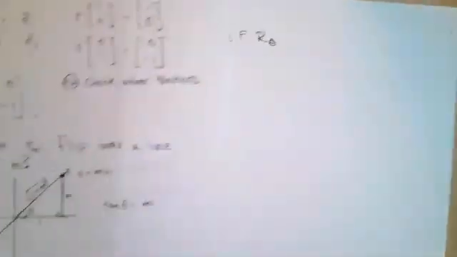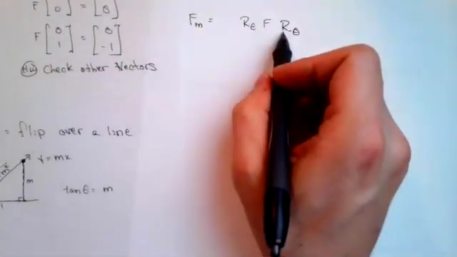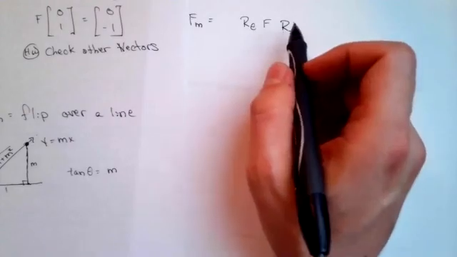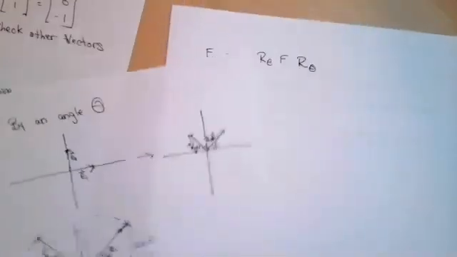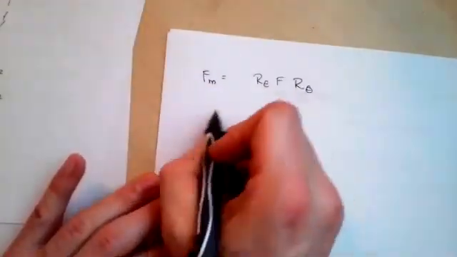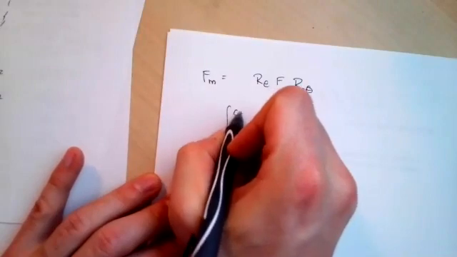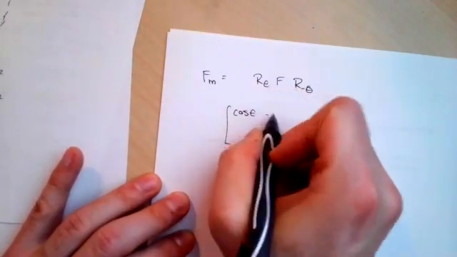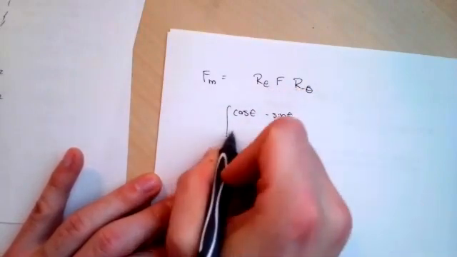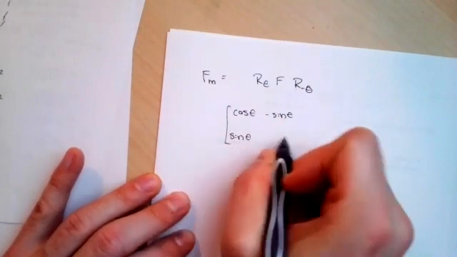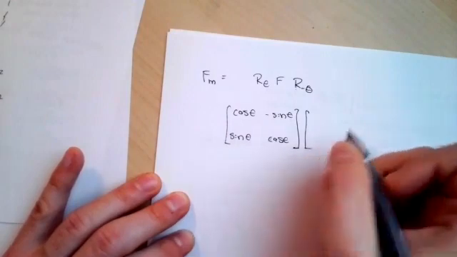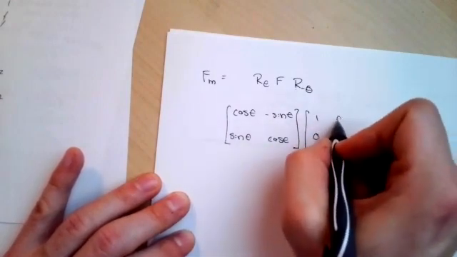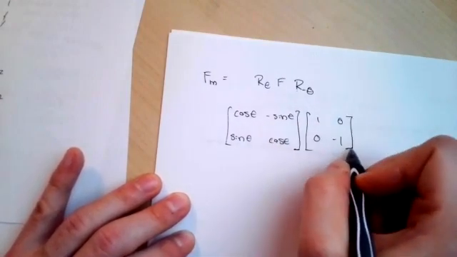And now we have the formula for R theta. So let's write it out. We're going to have R of theta will be cosine theta, minus sine theta, sine theta, cosine theta. Our flip, as we saw, is just the identity, but this coordinate's negative.